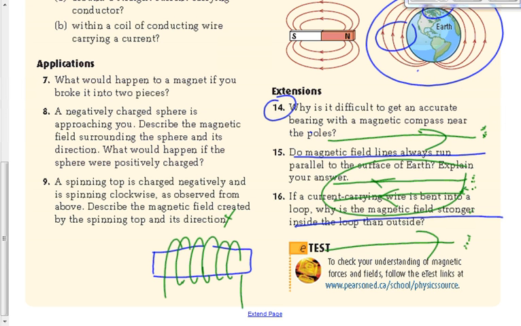Let me think about that for a second. So you're saying it's kind of like a slinky when you wrap it around in a circle. I'm not sure if we could use that analogy or not. I'm not sure if that would work or not.